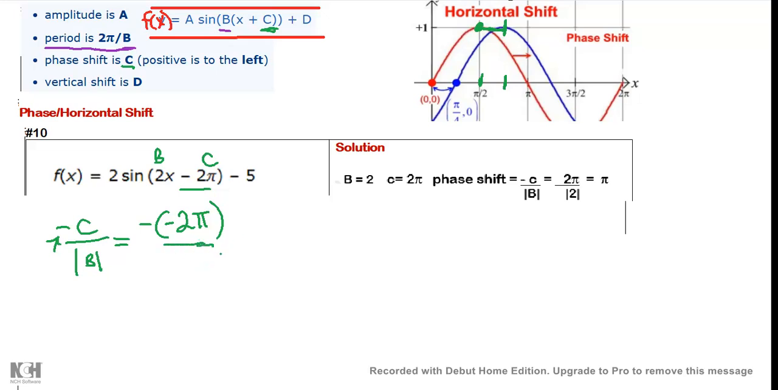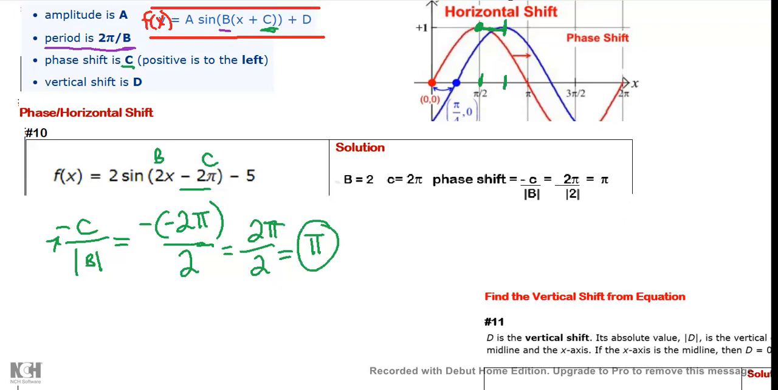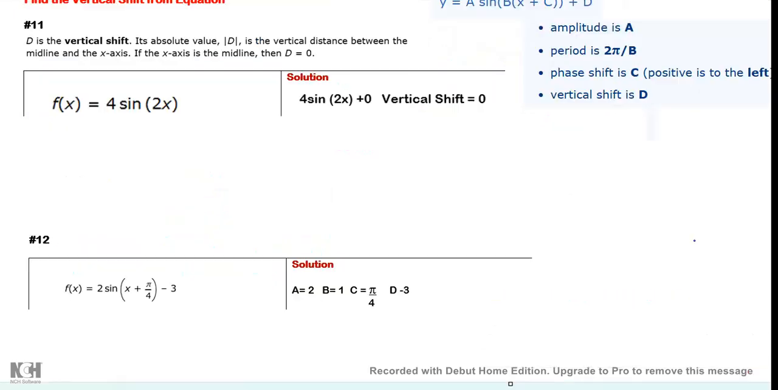It's the absolute value of B. B is a 2, right? These two negative signs make that positive 2 pi over 2, and that just equals pi. So the phase shift on that one is pi, which I forgot to say on the notes there. I think there was a negative there. So that is incorrect, so I have to fix that. On your notes, make sure that doesn't say negative pi right there.